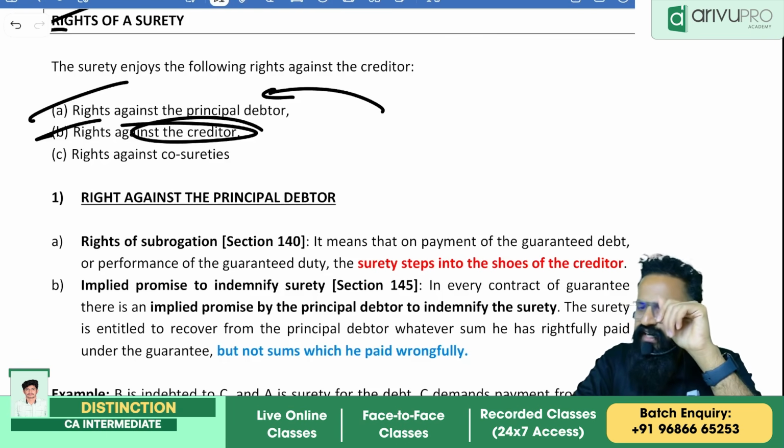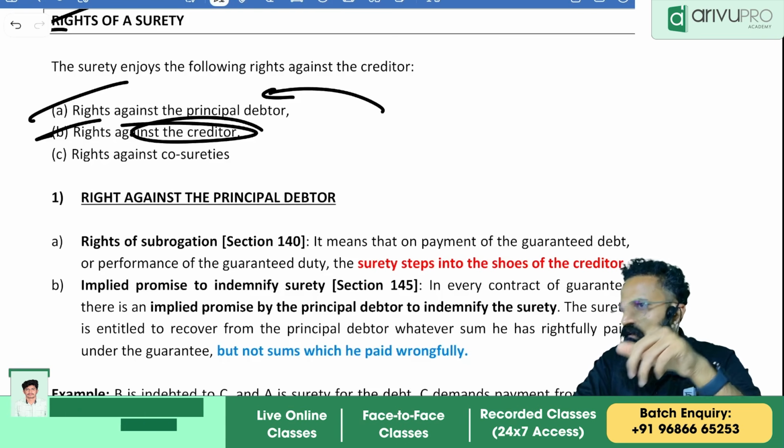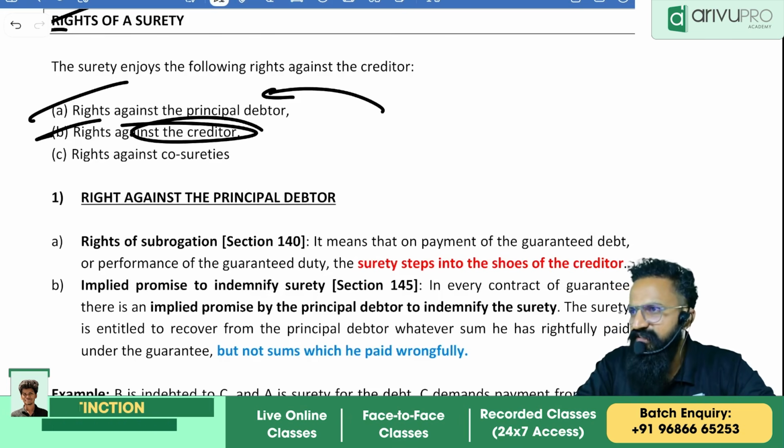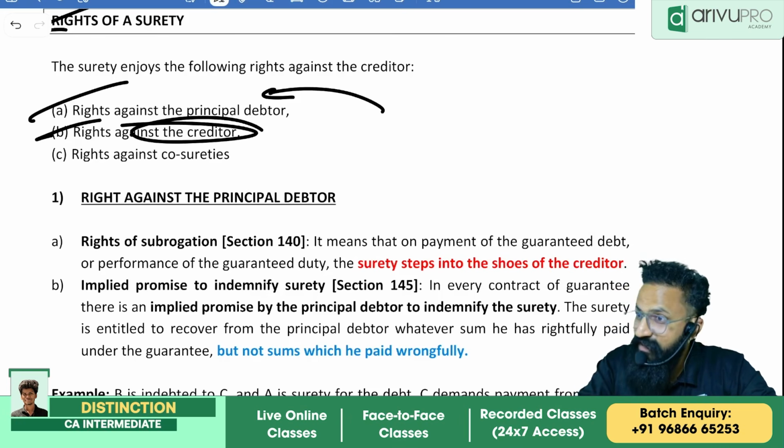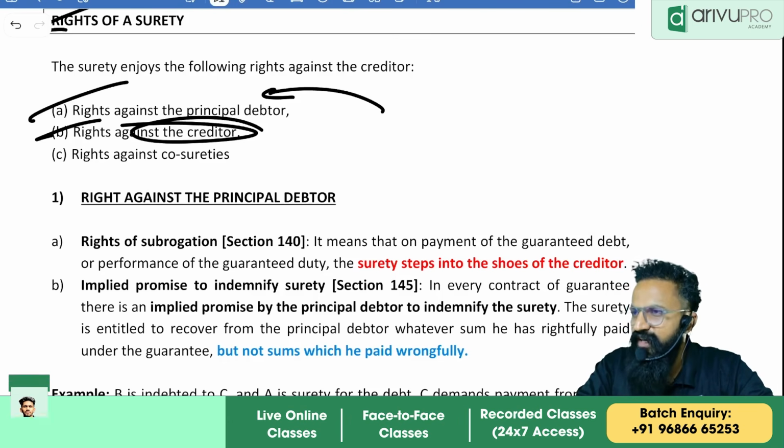What are the rights against a creditor? I have a right against the security received, a right to set off, and a right to share reduction.